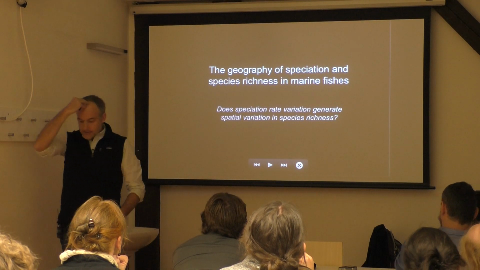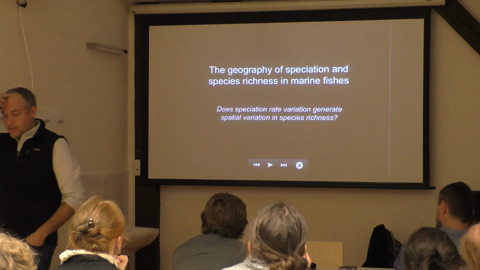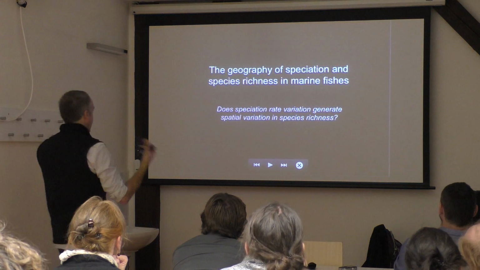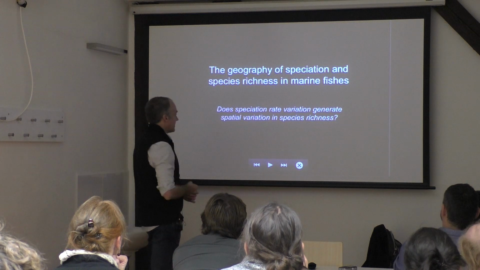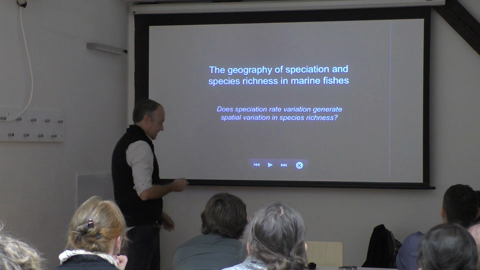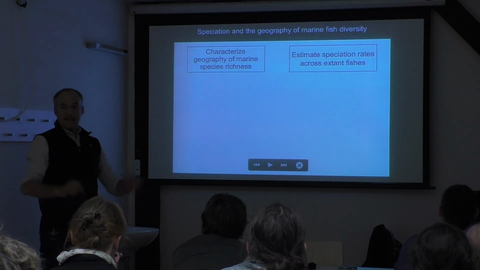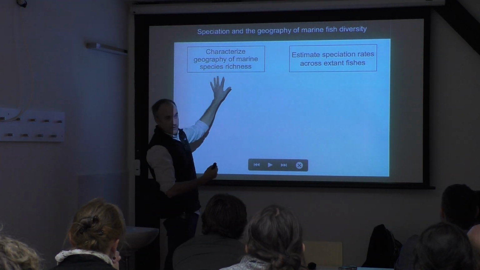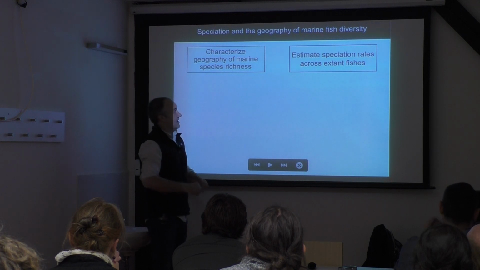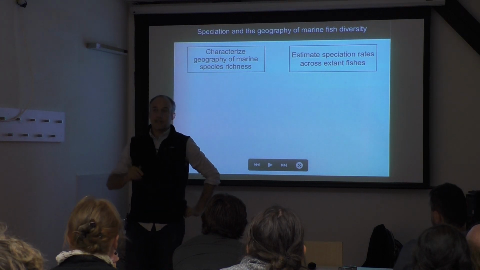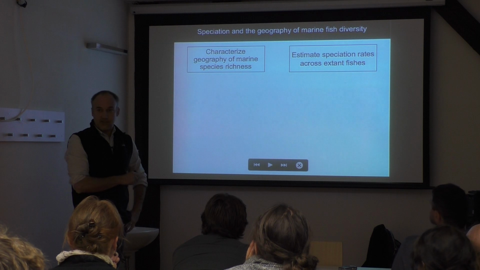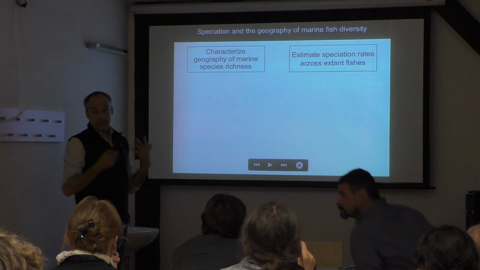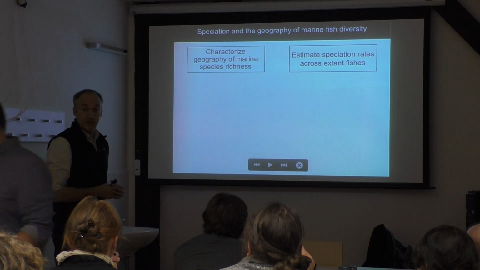All right, so the first empirical topic we're going to talk about here is the relationship between speciation rate and species richness in marine fishes. We want to ask: does speciation rate variation generate spatial variation in species richness? This is a very simple idea. Really what we're going to do is two things. First, we're going to characterize the geography of marine species richness, and then we're going to estimate speciation rates across extant fishes and ask whether the speciation rates predict patterns of species diversity overall.